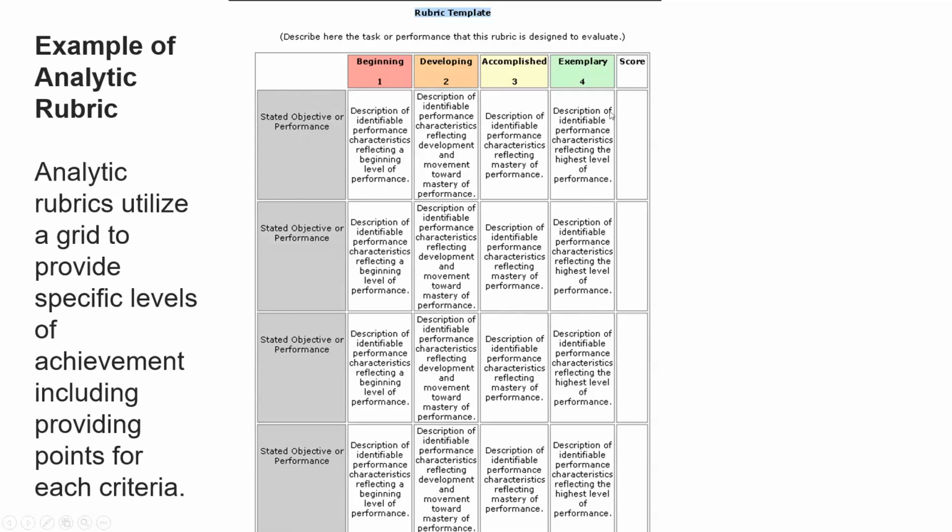If it's exemplary, description of identifiable performance characteristics reflecting the highest level of performance. If it's accomplished, description of identifiable performance characteristics reflecting mastery of performance. If it's developing, description of identifiable performance characteristics reflecting development and movement towards mastery of performance. So this will be like, okay, this is good, this is very good, brilliant. Beginning will be description of identifiable performance characteristics reflecting a beginning level of performance.